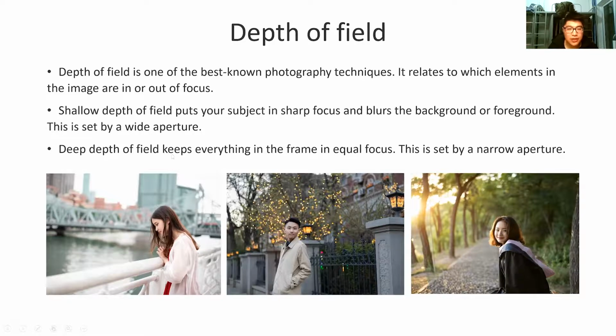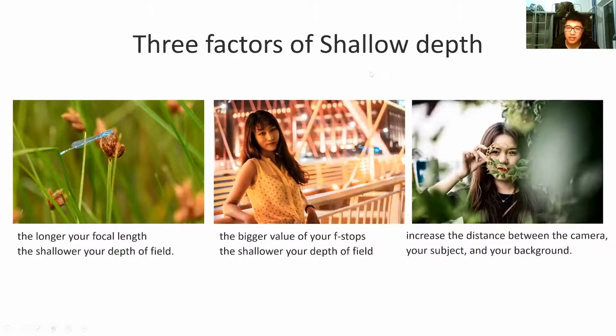Deep depth of field keeps everything in the frame in equal focus. This is set by narrow aperture. So we're talking about this before, depth of field. If you want to get a blurred background, we should use smaller f numbers. So this blurred effect, we can see this is dramatic and very, very interesting. But the aperture is not the only factor that controls the depth of field. We have two other parts that can control the depth of field. So we have three factors for shallower depth.